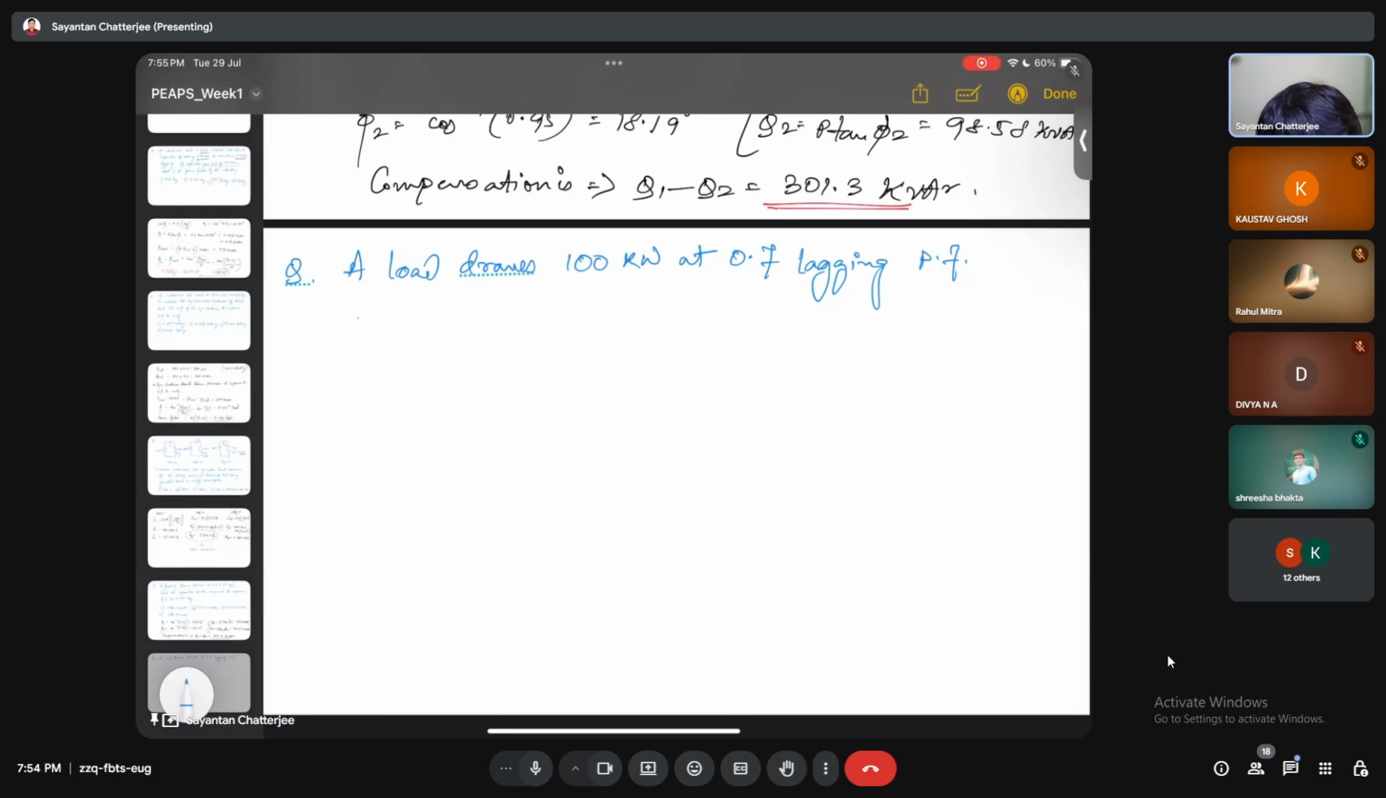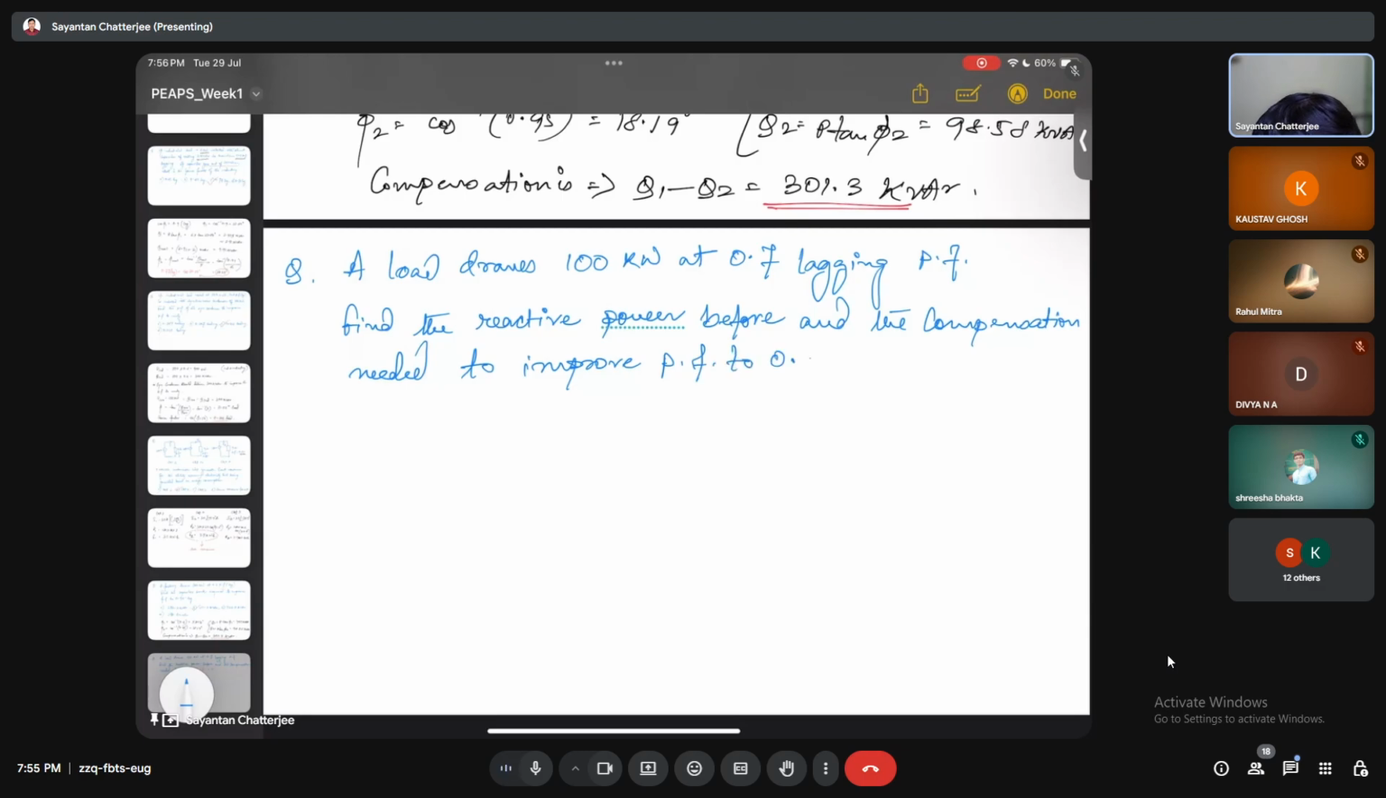So find the reactive power before and the compensation needed to improve the power factor to 0.9 lagging. Kind of similar question. Please solve it first, then we can.